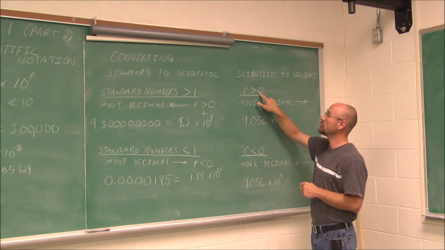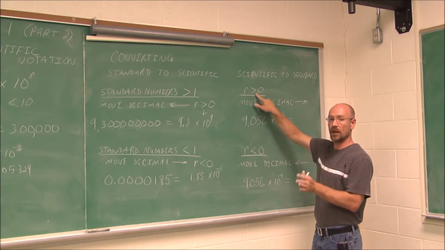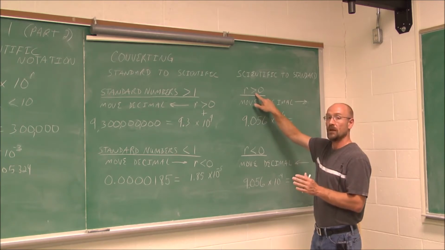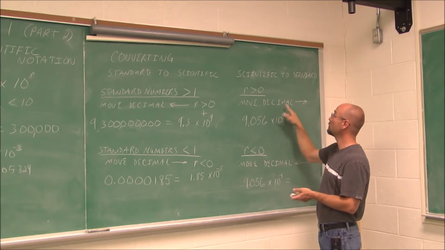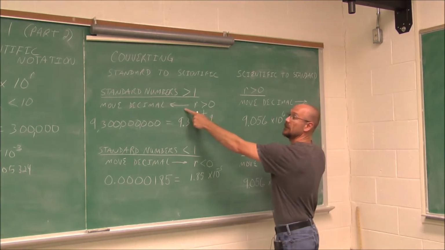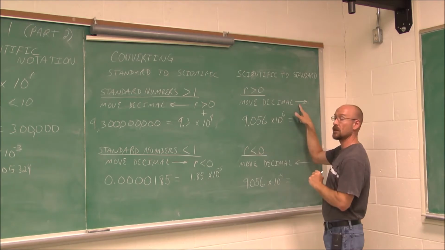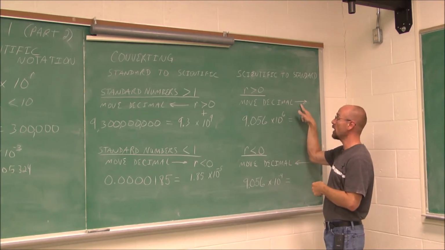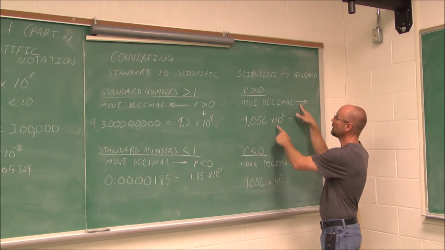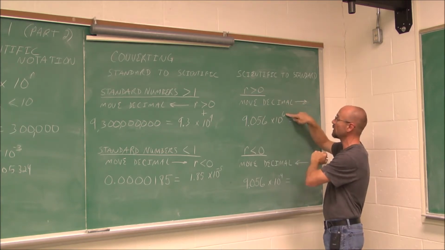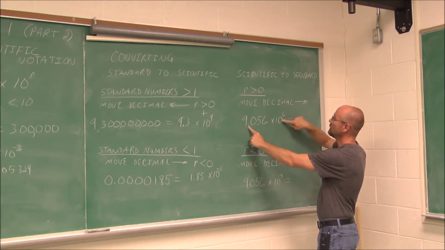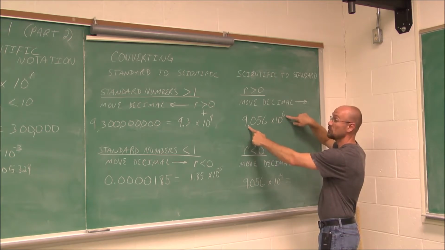If r is greater than 0, that tells me that this is a number greater than 1. It's a large value. So to get it back into a standard form, I have to move the decimal the opposite way as I did here. Instead of going to the left for a large number, I'm going the other way. I have to go to the right. So I look at this and say, OK, 6 is my r value. It's positive. This is going to be a large number. I have to move the decimal, the factor of 10, 6 times. So move the decimal 6 times to the right.